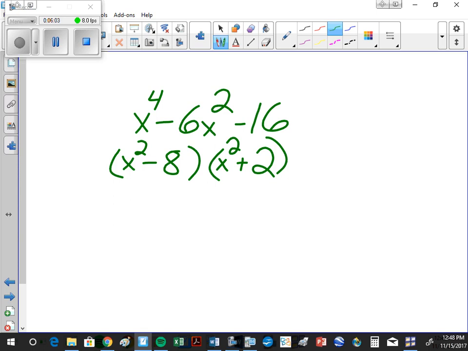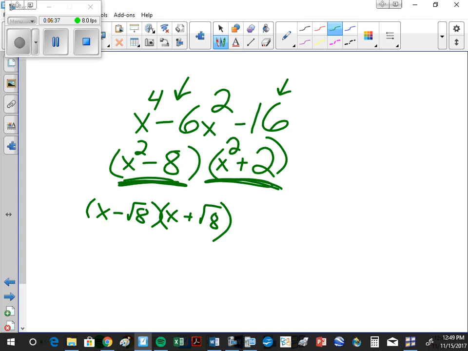I just treat it like a quadratic. Are there two numbers that multiply to be negative 16 and add to be negative 6? Negative 8 and 2, but instead of x minus 8 and x plus 2, it's x squared minus 8 and x squared plus 2. This one factors kind of in a weird way. It would be x minus, not 4, not 2, the square root of 8 and x plus the square root of 8.